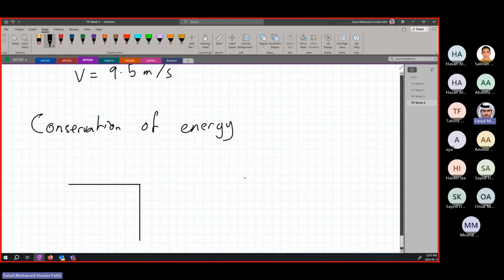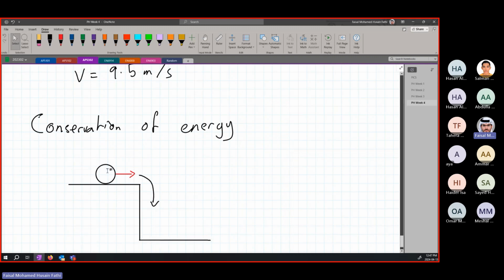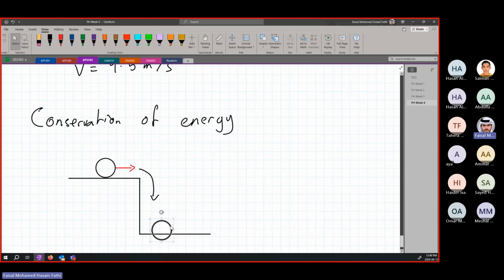Then, we have a ball on top of a table. Okay? We have this ball that is on top of a table. This ball is rolling in this direction until it falls off. So eventually it will fall off and hit the ground over here. Okay?